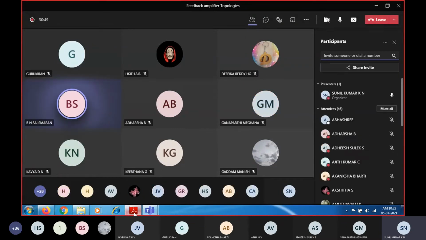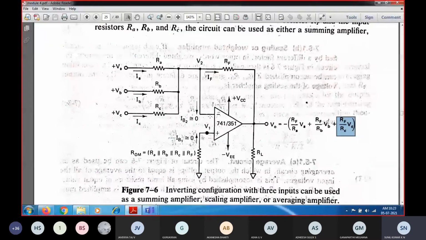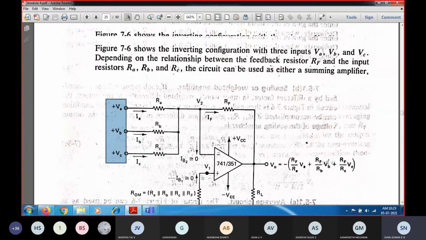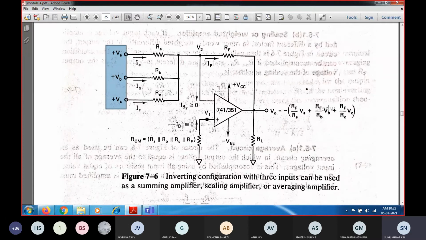Okay. So this is an inverting amplifier with three input voltage sources connected. Using the same circuit, how are we going to design a summing, scaling as well as averaging amplifier? You can see the three inputs can be used as a summing amplifier as well as a scaling amplifier as well as an averaging amplifier. How are we going to use this as a summer, scalar and averaging amplifier?